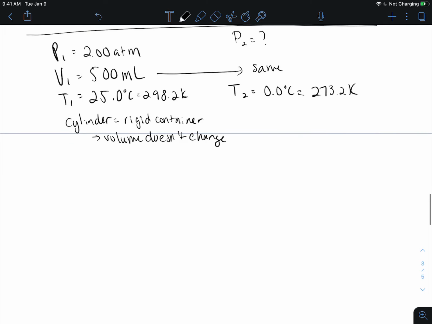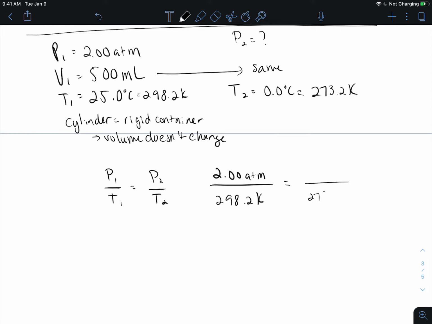And now we can go into our Gay-Lussac's law. P1 over T1 is equal to P2 over T2. So our initial pressure, 2.00 atmospheres. Our initial temperature, 298.2 Kelvin. We are looking at a lower temperature, so we should expect a lower pressure. So 273.2 Kelvin will give us a pressure that should be lower. And when we solve for this, we get a P2 equal to 1.83 atmospheres, which is in fact lower in pressure.